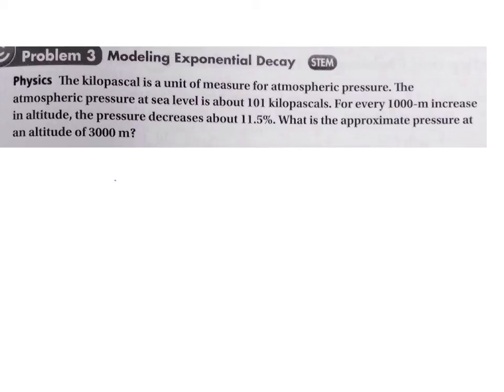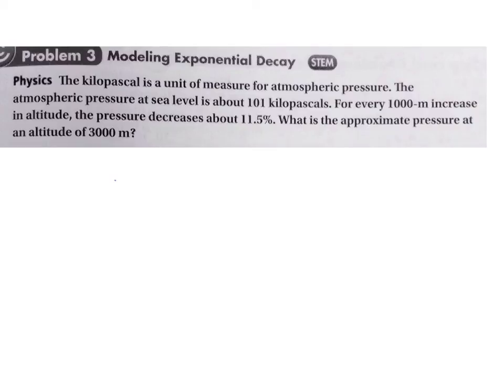Alright, so last example for us, the kilopascal is a unit of measure for atmospheric pressure. The atmospheric pressure at sea level is about 101 kilopascals. For every 1,000 meter increase in altitude, the pressure decreases about 11.5%. What is the approximate pressure at an altitude of 3,000 meters?